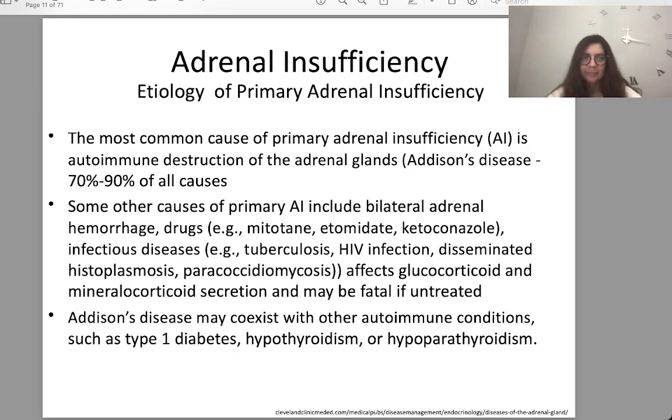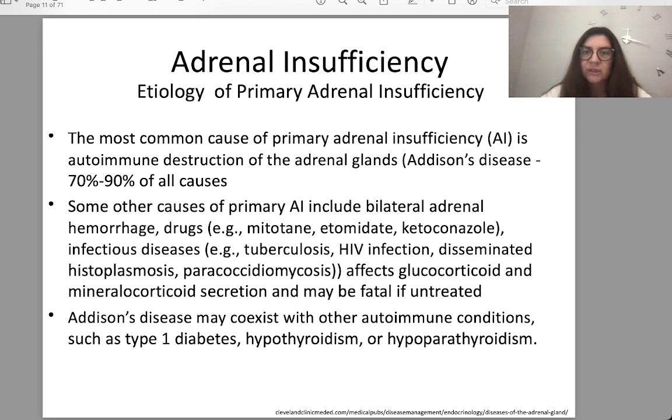Adrenal insufficiency. The most common cause of primary adrenal insufficiency is autoimmune destruction of the adrenal glands. The same as with thyroid problems, where the most often cause is autoimmune attack. The same in the adrenal gland. The most often case is autoimmune attack against adrenal cortical cells that results in adrenal insufficiency. We name this disorder Addison's disease. It is from 70 to 90% of all causes of adrenal insufficiency.